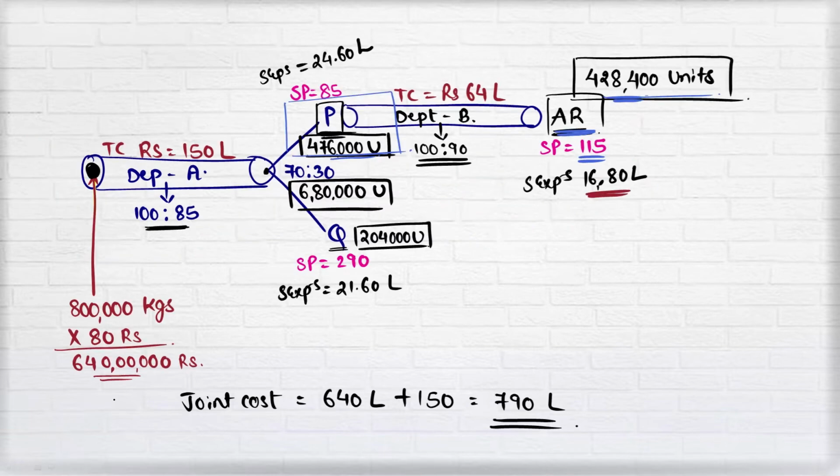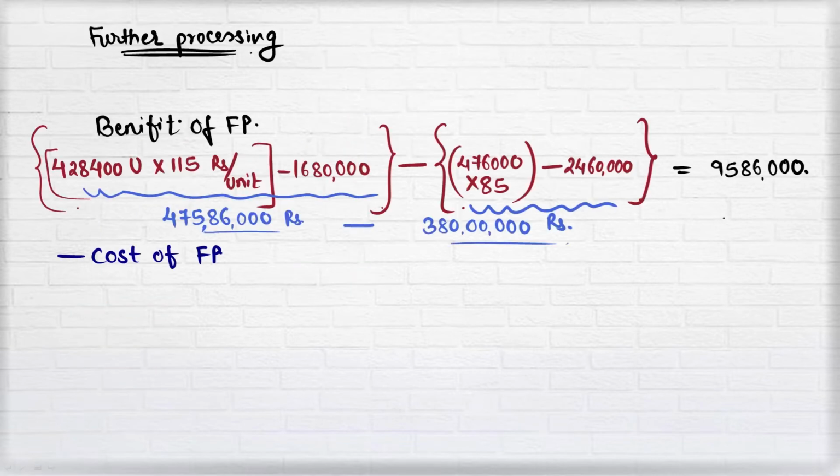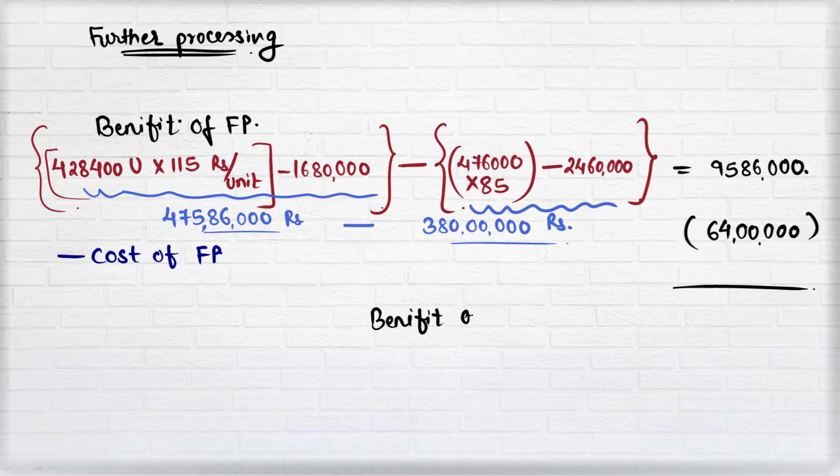What is the further processing cost? 64 lakhs. The net answer is positive, so it is benefit of further processing, which will be 31 lakh 86,000.